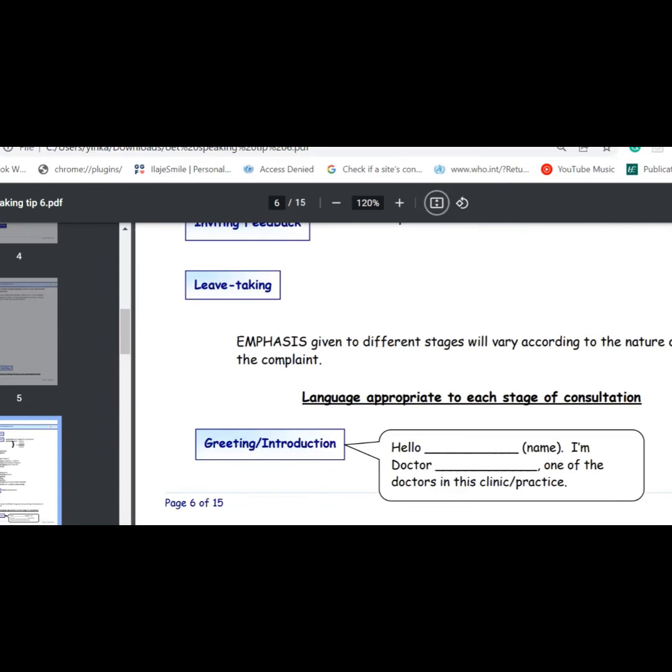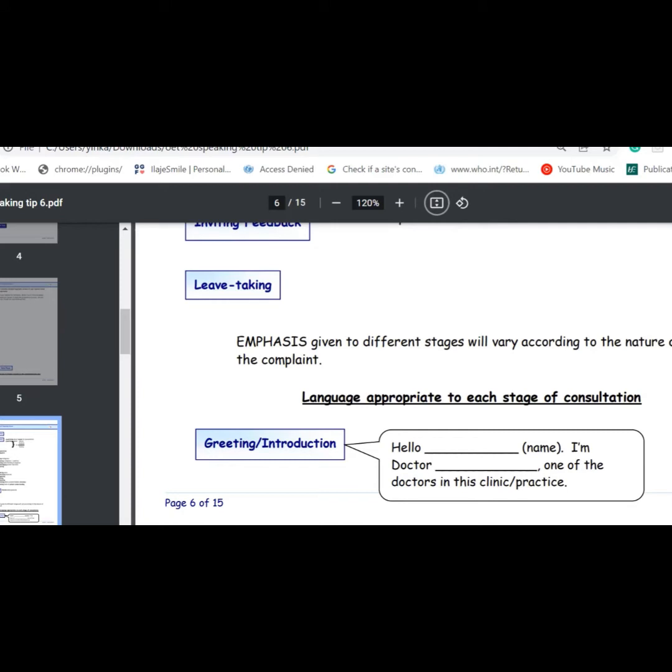So emphasis given to different stages will vary according to the nature of the complaint. Again, like I said, you need to go and study this document properly. All you need for the OET Speaking for Doctors is to follow these stages, as applicable to your case study.